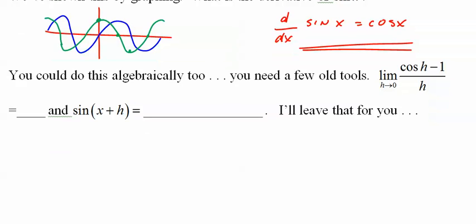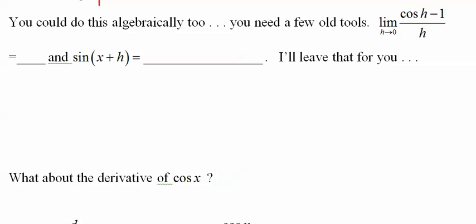If you prove this algebraically, you'll need a few tools. Limit of cosine of h minus 1 over h equals 0. If you forgot, you should graph it. And sine of x plus h is sine of x cosine of h plus cosine of x sine of h. Anyway, I'll leave that for you. I'm not going to show it here.